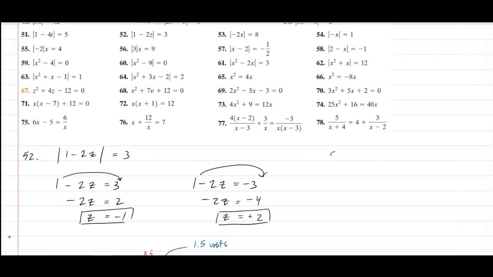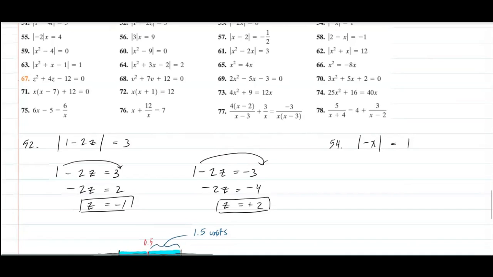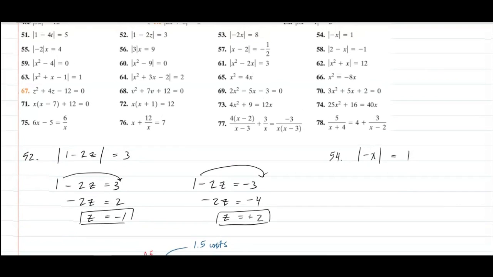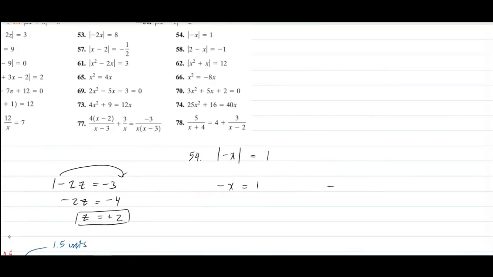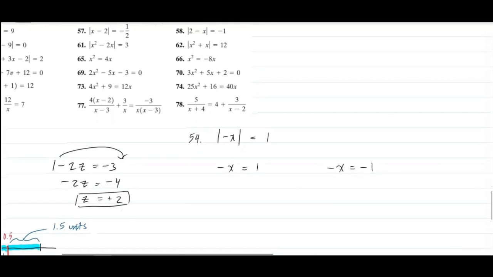All right, let's try number 54. Number 54 looks quite odd. It says the absolute value of negative x is equal to 1. And I would really recommend you just stick to the story here. And the story is what? Case number 1, you say either negative x is equal to positive 1, or somehow negative x is equal to negative 1. And I say somehow because we'll check our answers. We'll make sure it's making sense to you, all right?